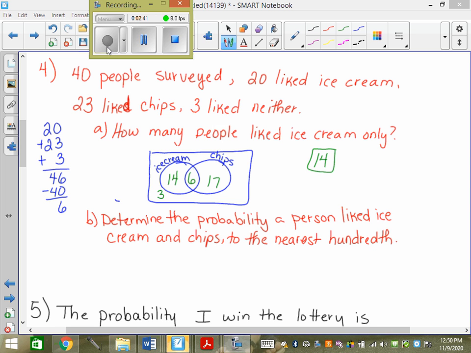Then this one says, determine the probability a person liked ice cream and chips. So that's 6. But because it says probability, it's 6 out of total, which is 40. And what is that to the nearest hundredth, not percent? Yeah. So remember with probabilities, we really have to look and see, do they ask for percents? Do they ask for just decimals?